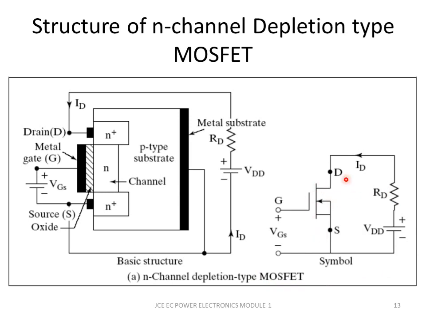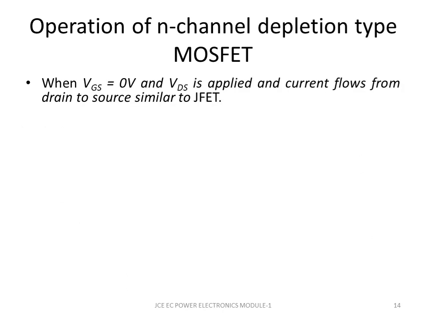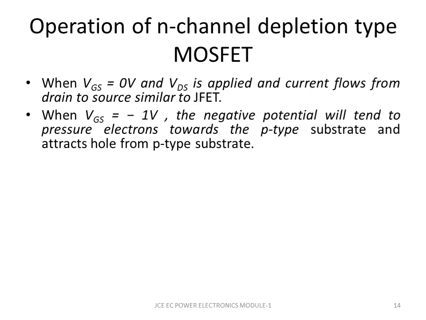This is the symbol and representation of the structure. RD is basically the resistance that we connect along with VDD, and this is the gate source bias voltage that we apply. Since we are talking about N channel, I have the arrow showing inside. So this is the N channel depletion type of MOSFET. So the same thing, when we apply VGS as 0, VDS is applied and current flows from the drain to source similar to a junction FET.